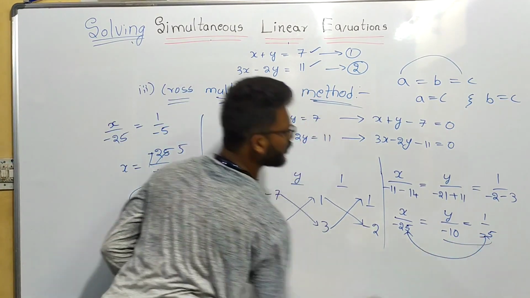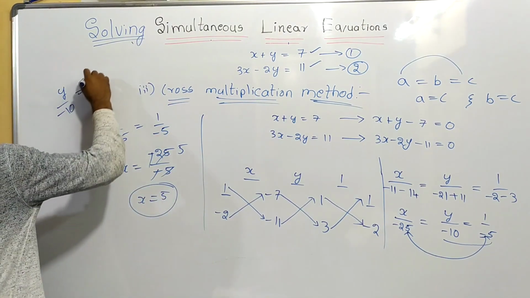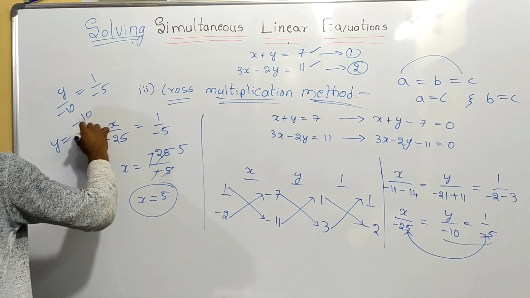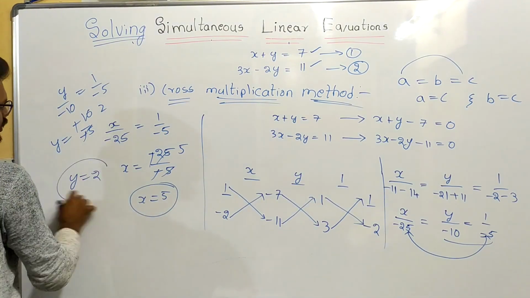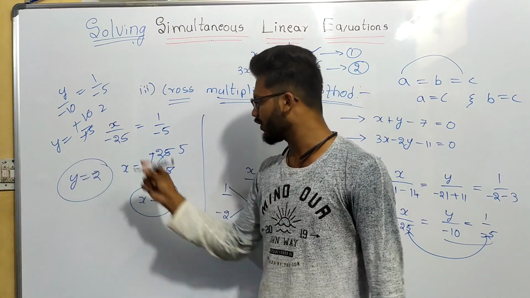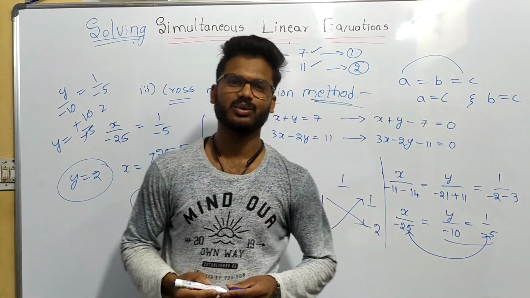And take these two. What will you get? y by minus 10 is equal to 1 by minus 5. So y is equal to minus 10 by minus 5. Again y is equal to 2. So in all the three methods, what we got? x is equal to 5 and y is equal to 2.